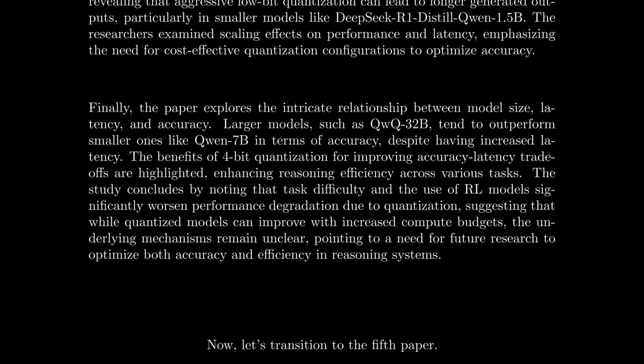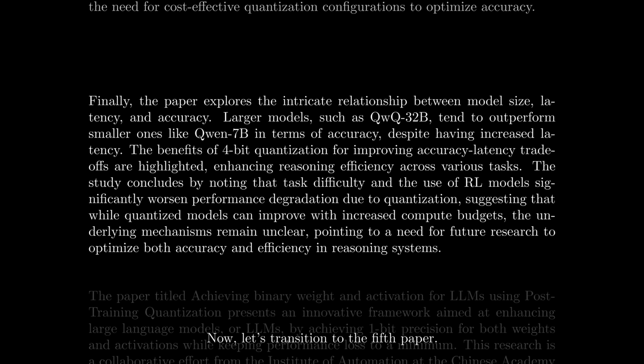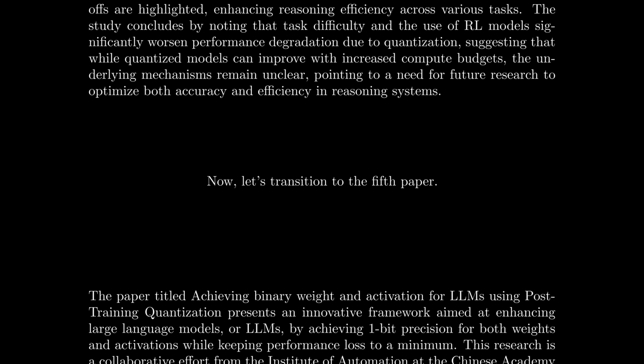Finally, the paper explores the intricate relationship between model size, latency, and accuracy. Larger models, such as QwQ-32B, tend to outperform smaller ones like Qwen 7B in terms of accuracy, despite having increased latency. The benefits of 4-bit quantization for improving accuracy-latency trade-offs are highlighted, enhancing reasoning efficiency across various tasks. Now, let's transition to the 5th paper.